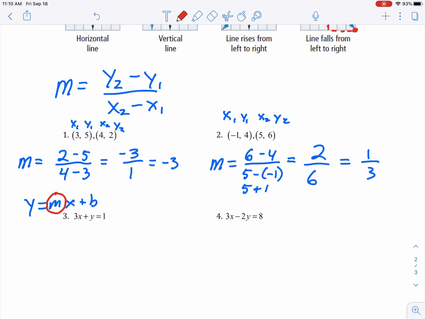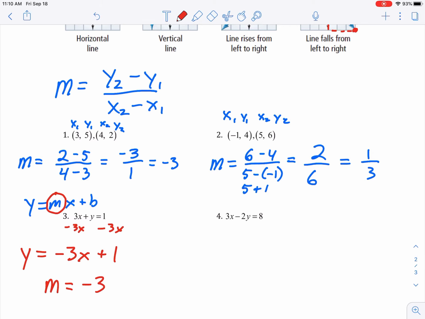So I want to isolate this y. So I'm going to subtract 3x from both sides. And I always like to put the x first after my equal sign. So I've got y equals negative 3x plus 1. And my slope is going to be this number right here. So the slope here, m equals negative 3.